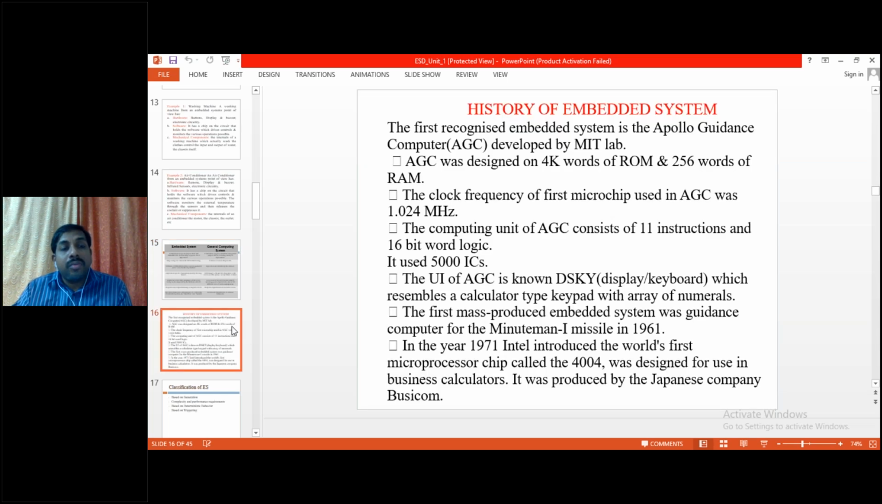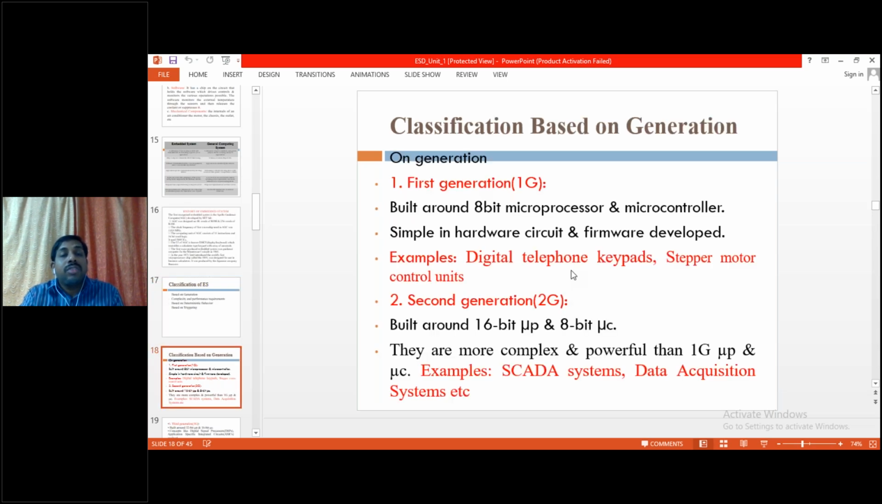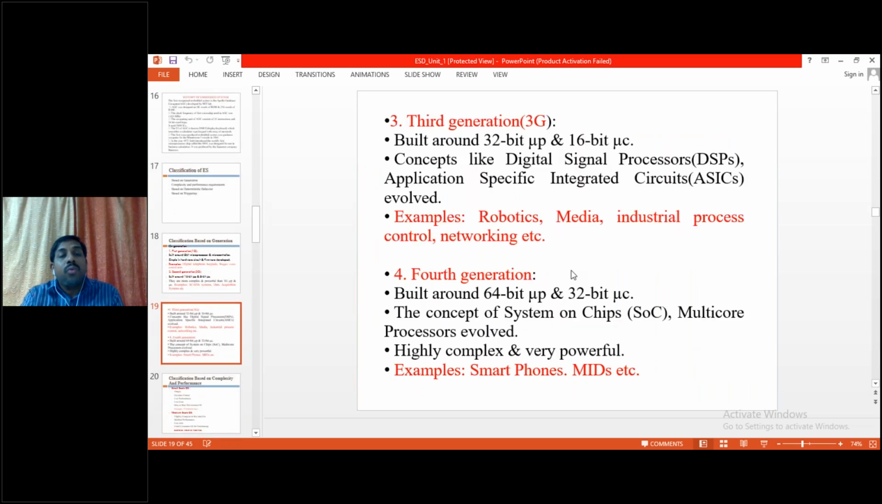So this is the history of embedded systems which we covered. Coming to classification: based on the generation, complexity and performance, deterministic behavior, and triggering. As you have seen in our previous class, based on the generation, they are classified into first, second, third, and fourth generation. If you consider the processor, it comes into four classifications. Considering complexity and performance, there are three classifications. Certain examples for each generation were covered in our previous classes.